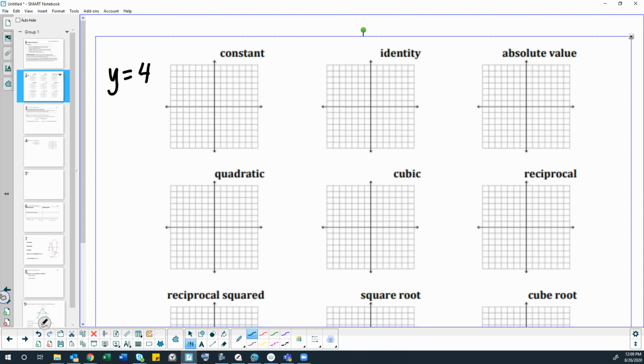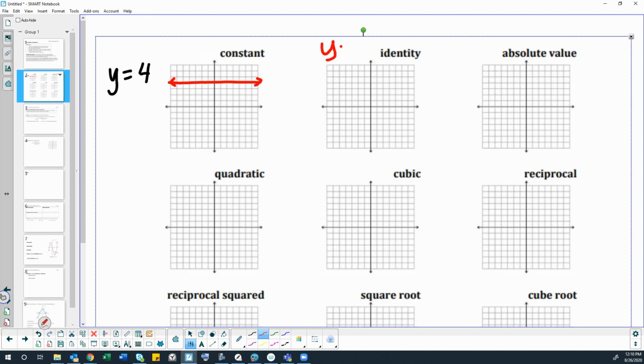So y equals 4. That's just a horizontal line at 4, and we call that constant. Like we saw on the assignment when we were going over that question today about y equals 6. It doesn't matter what the x value is, the y value is always 6. Same thing here. It doesn't matter what the x value is, the y value is always 4. It's a constant.